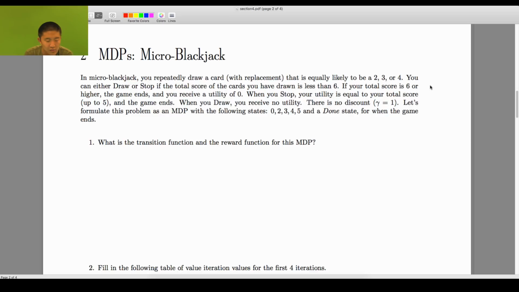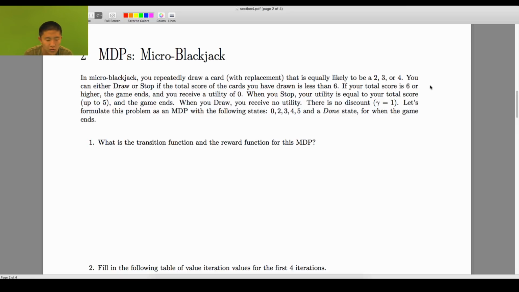Okay, so let us work on number 2, which is about MDPs and micro blackjack. In this situation, we are repeatedly drawing a card that is equally likely to be 2, 3, or 4, and we have two actions. You can either draw, or you can stop if the total score of the cards is less than 6.